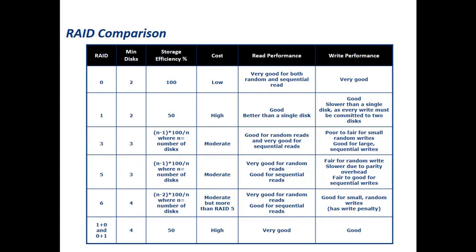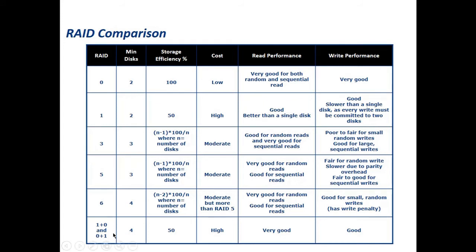Cost is moderate but more than RAID 5. Cost of implementation here is more than RAID 5, but still it is moderate. Read performance is very good for random reads, and it is good for sequential reads as well. Write performance is good for small random writes, but it has a write penalty which also needs to be considered.